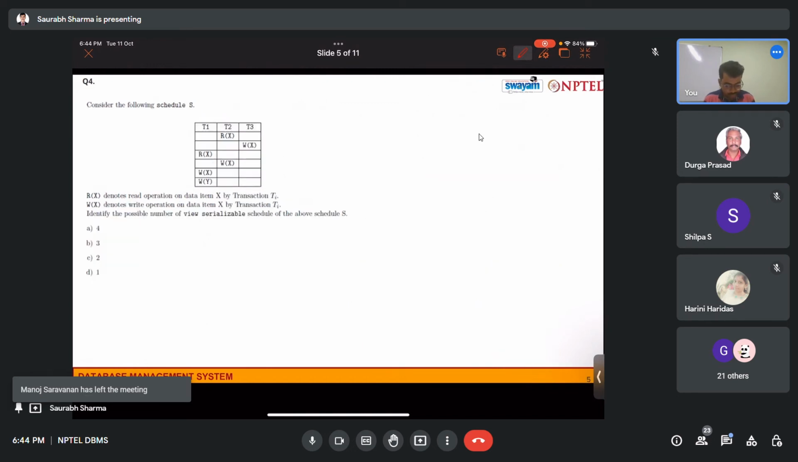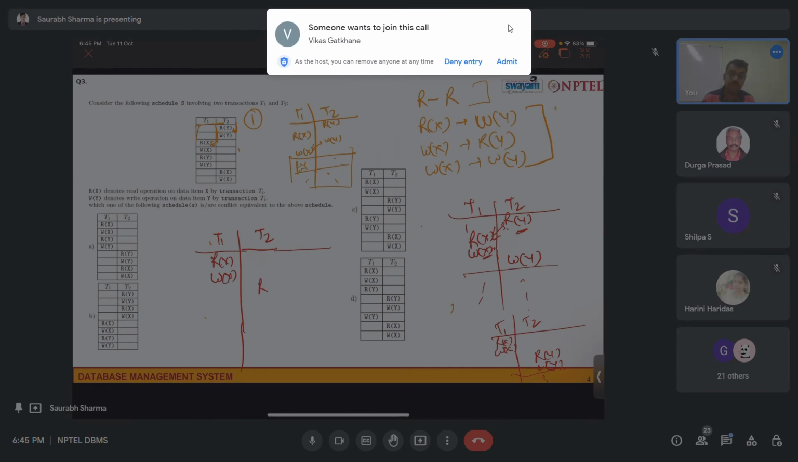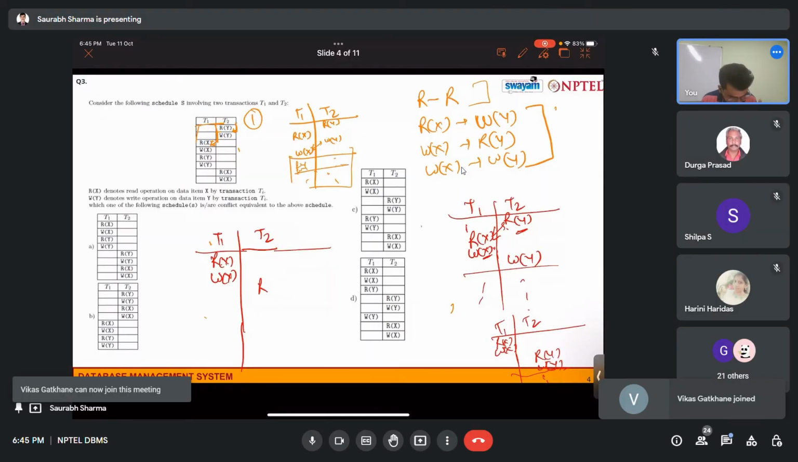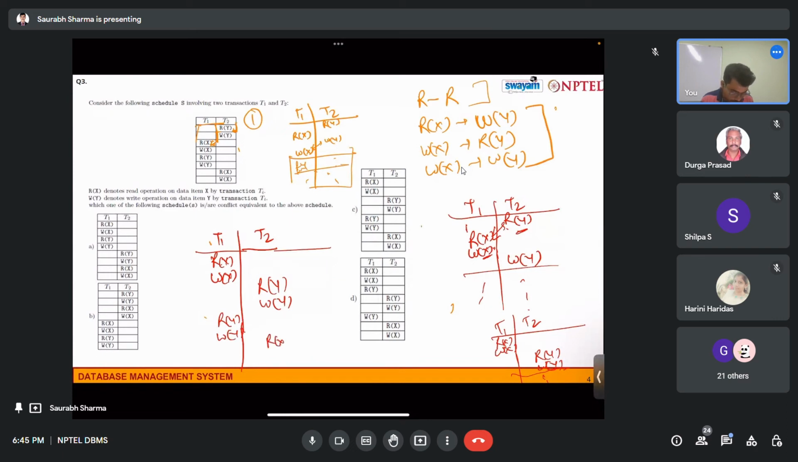So what we are getting from here: T1, T2, then there is Rx. Oh, it's working now. Wow. Rx, Wx, then Ry, Wy, then there is Ry, Wy, then there is Rx, Wx. So if we see clearly, it is option C, this one.